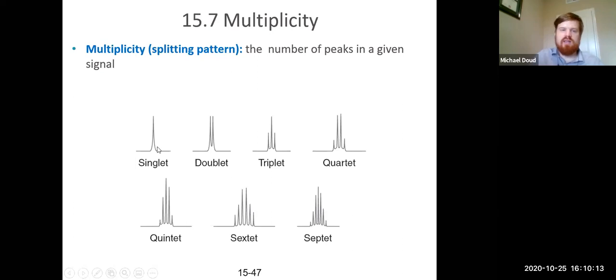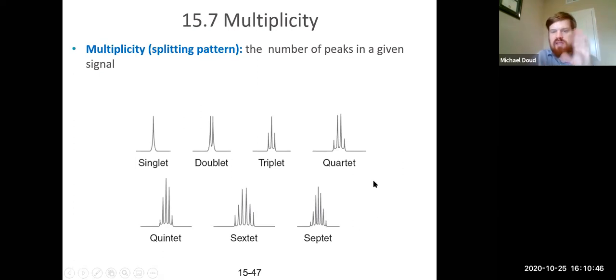So this is how signals are going to show up in the NMR. You can have a singlet that just shows up as 1 peak. A doublet has 2 equivalent peaks. A triplet has 3 peaks, and the center one is the tallest. A quartet has 4 peaks. The outer 2 are small, the inner 2 are big. A quintet is 5 peaks, and it follows a mountain pattern: small, medium, big, medium, small. A sextet is small, medium, big, big, medium, small. And then a septet, it goes on and on like that.